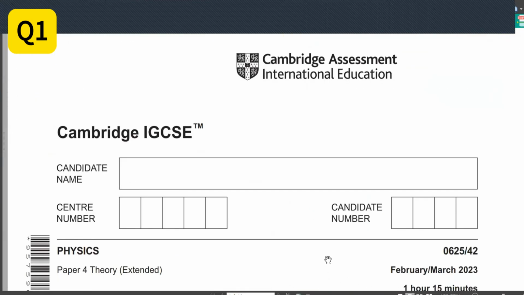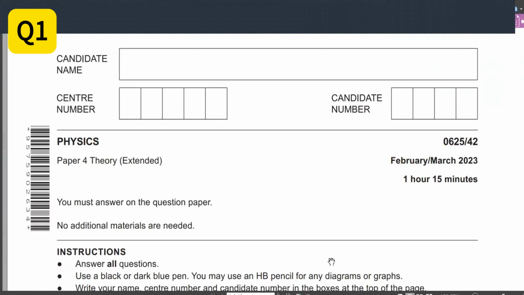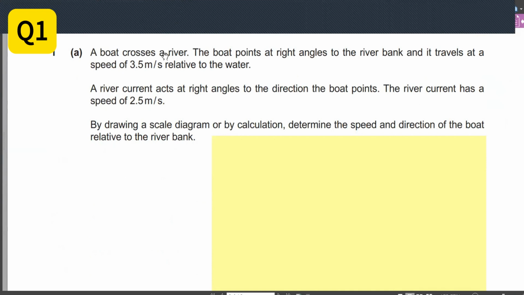This is a very recent paper, February-March 2023, paper 42. So we can try some questions together. So what is the situation here?